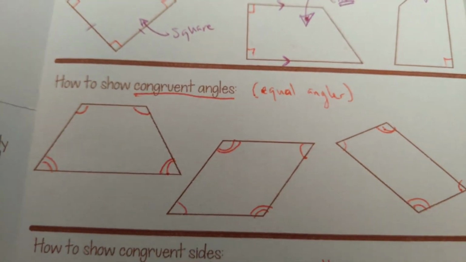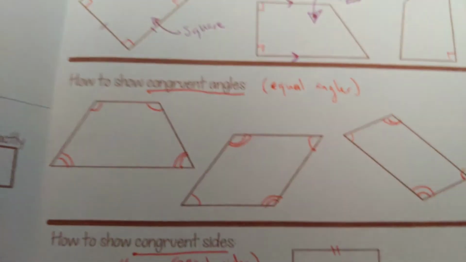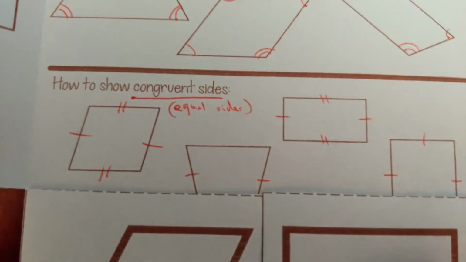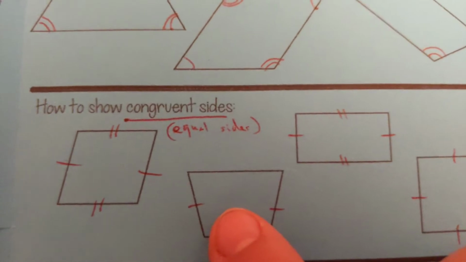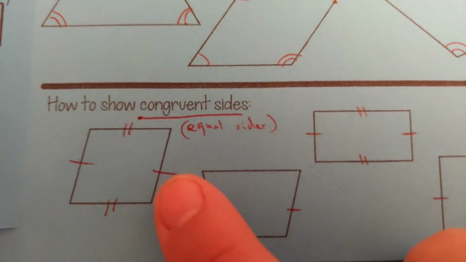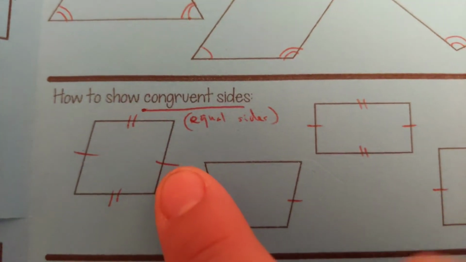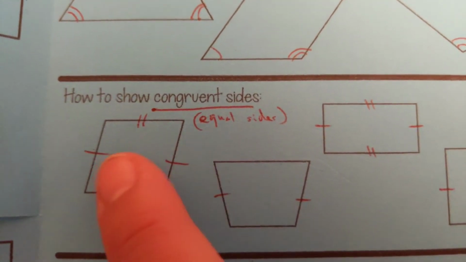Okay. Now we have the next set of notes right here in the middle. I'm going to open this up so you can see it. It says how to show congruent sides. In congruent sides, those are the little hash marks that we put. So this side gets 1 and this side gets 1 because these are equal to each other.